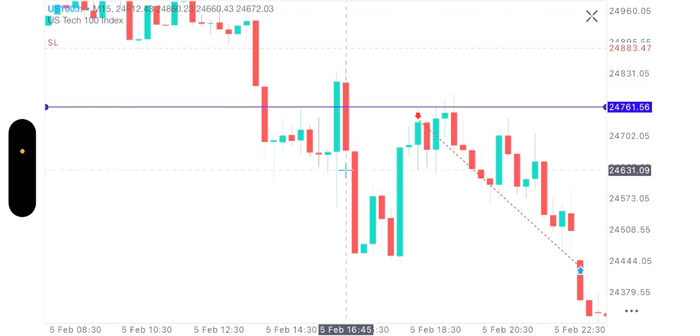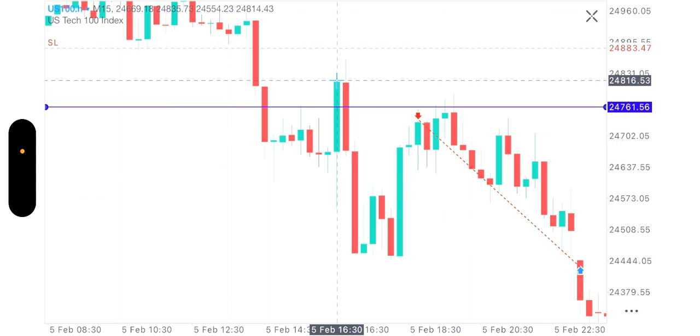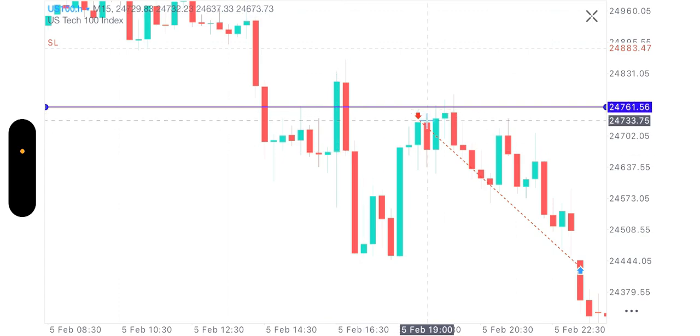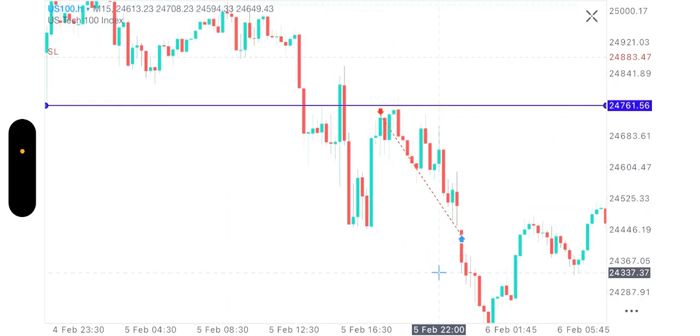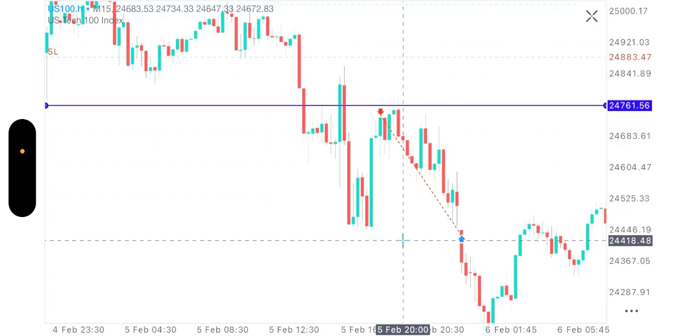So basically, I set my entry at the 50% level. That's the consequent encroachment of this candle, using only the body. So you take your Fibonacci tool and you measure from this point here, which is the close of the 15-minute bullish candle, to the open of the 15-minute bullish candle, the 50% level, which is somewhere around here. I place my sell limit, and then I got out just a little below this low.